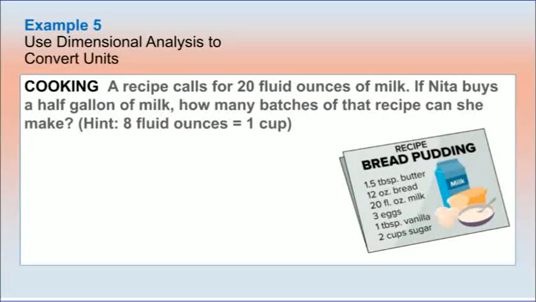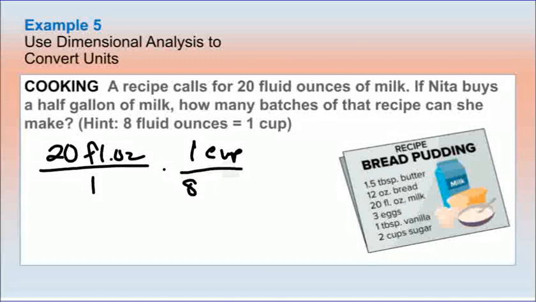So first one says a recipe calls for 20 fluid ounces of milk. If Nita buys a half gallon of milk, how many batches of that recipe can she make? So a hint, 8 fluid ounces equals 1 cup. So I need to look at the recipe, and the recipe calls for 20 fluid ounces of milk, but you have a half gallon. So I need to convert that half gallon of milk to cups. So then I can convert that cup to 8 fluid ounces. So I'm given 20 fluid ounces of milk, and I know that 1 cup is the same as 8 fluid ounces.